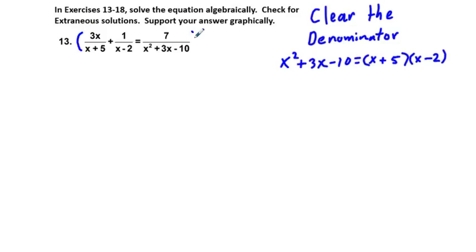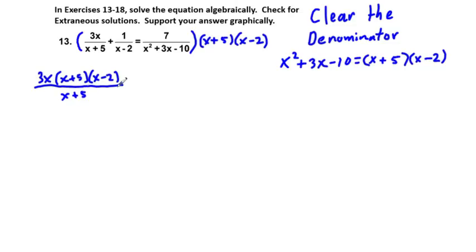So if we multiply this whole equation here by quantity x plus 5 and quantity x minus 2, we're going to be successful in clearing out each one of these three denominators we have, the two on the left side, the one on the right side of the equation. And working this out, I'm just going to multiply these through, and you're going to see things just cancel all over the place. We have 3x times quantity x plus 5 times quantity x minus 2 all over x plus 5, and then we have plus 1 times quantity x plus 5 times quantity x minus 2, and that's going to be all over x minus 2.